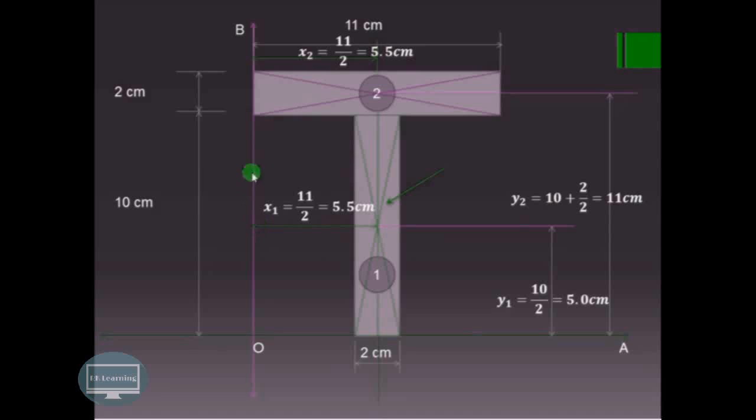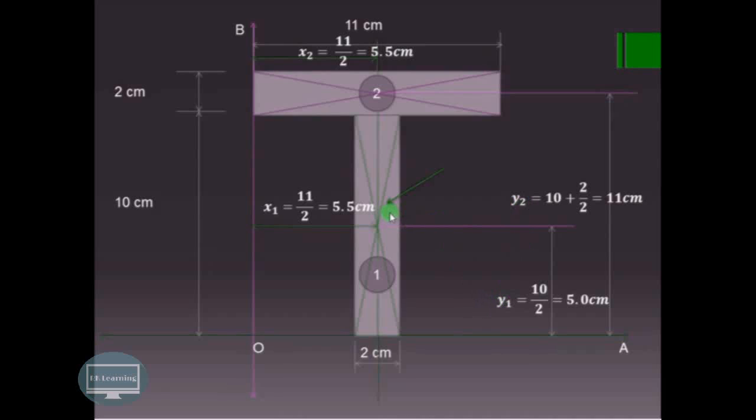x1 is the distance of the centroid from our reference OB. So OB is the reference. From this reference up to this, the distance will be 11 by 2, because this total width is 11 centimeter. Similarly, the distance of the centroid of the second section from OB is also equal to 11 upon 2. So from this up to this, it is x2, that is equal to 11 upon 2, that is 5.5 centimeter. So in this way, we have calculated the values of x1, x2, y1 and y2.